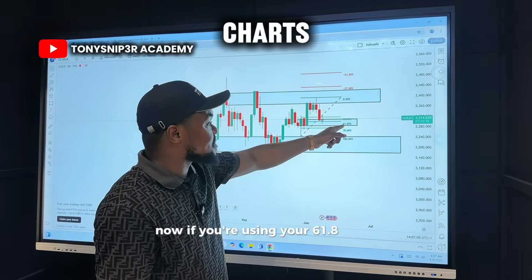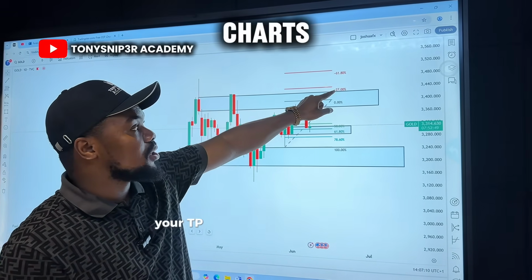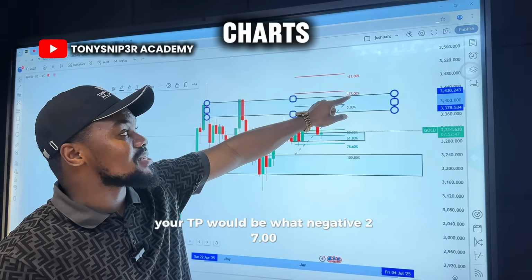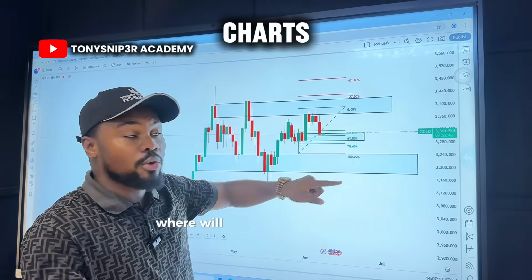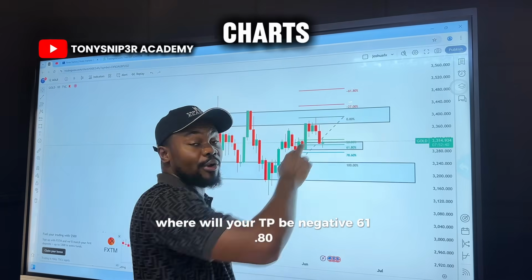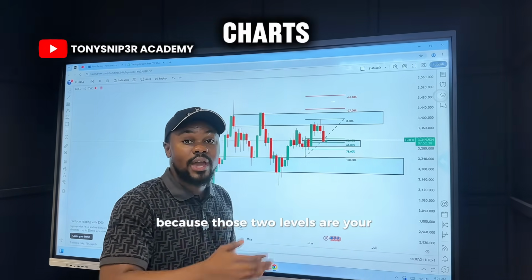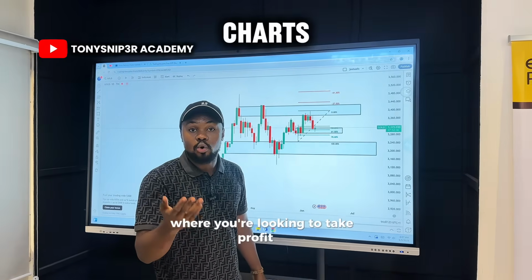Now if you're using your 61.8 zone, your TP would be negative 27.00. But if you're using your 78.60, where will your TP be? Negative 61.80, because those two levels are your extension where you're looking to take profit or close the trade.